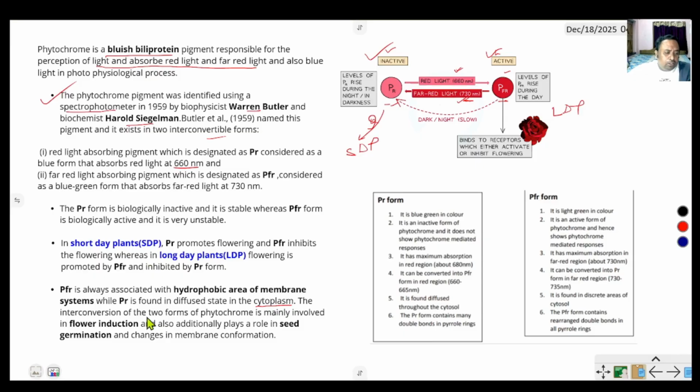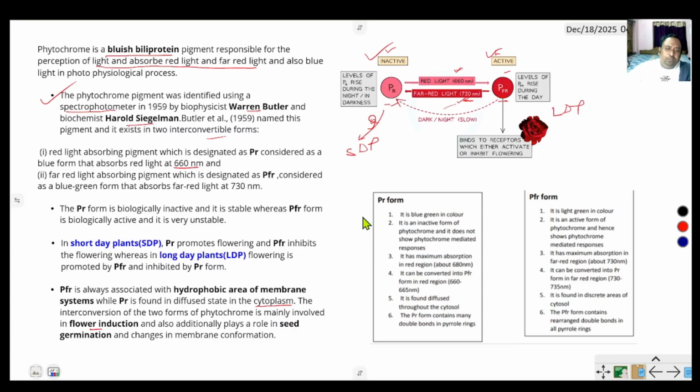The interconversion of the two forms of phytochrome is mainly involved in flower induction. So why is interconversion important? Because these two forms help flowering in two different types of plants. PR helps flowering in short day plants, but PFR inhibits flowering in short day plants. But PFR stimulates flowering in long day plants.